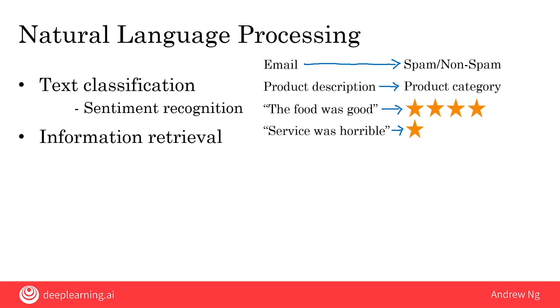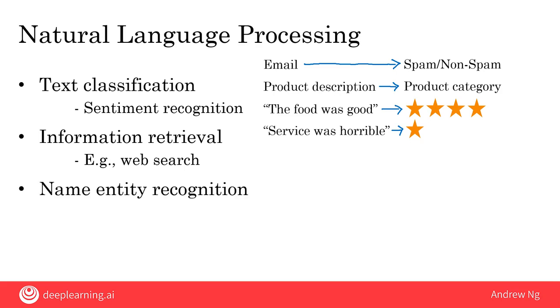A second type of NLP, or natural language processing, is information retrieval. Web search is perhaps the best known example of information retrieval, where you type in a text query and you want the AI to help you find relevant documents. Many corporations will also have internal information retrieval systems where you might have an interface to help you search just within your company's set of documents for something relevant to a query that you might enter.